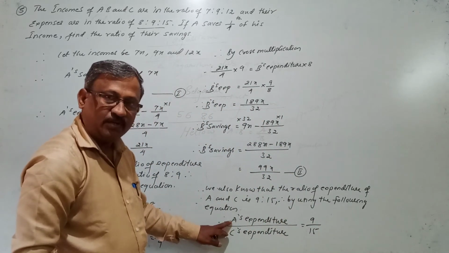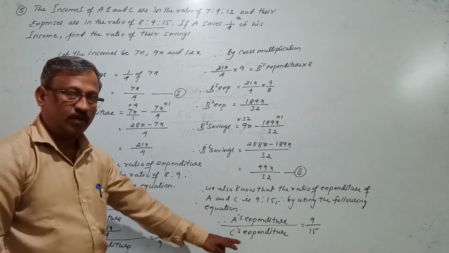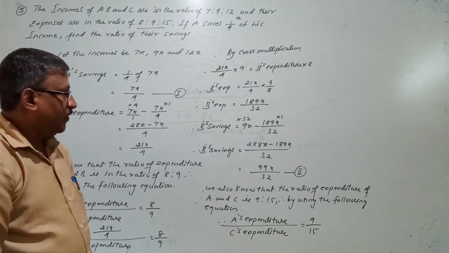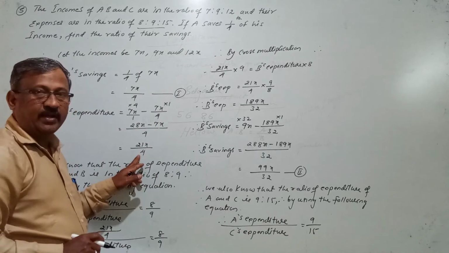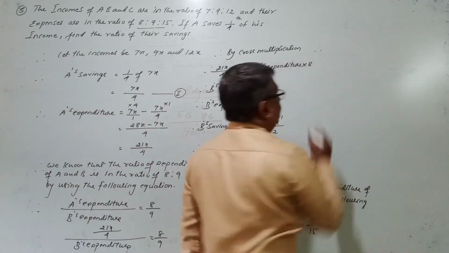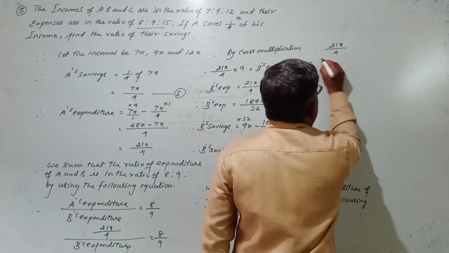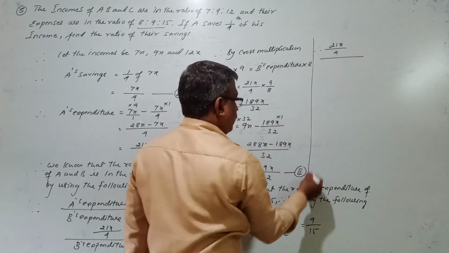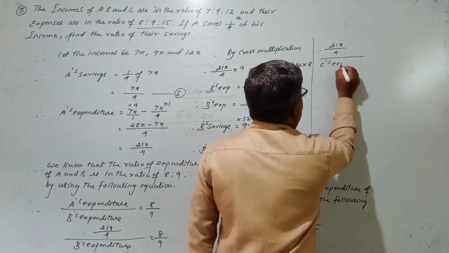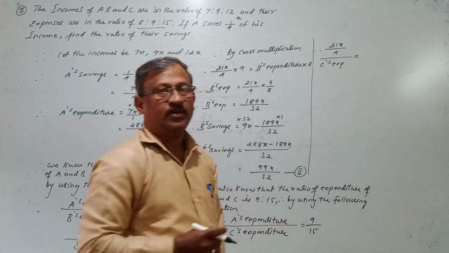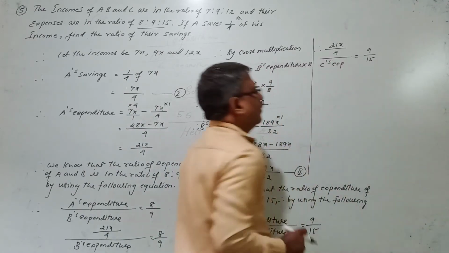Now out of these two we know A's expenditure, 21x divided by 4. So put this expenditure under this equation and solve it for C's expenditure. So let's simplify. A's expenditure here is 21x divided by 4. So 21x divided by 4, divided by C's expenditure, equals the ratio of expenditure, 9 divided by 15, like this.